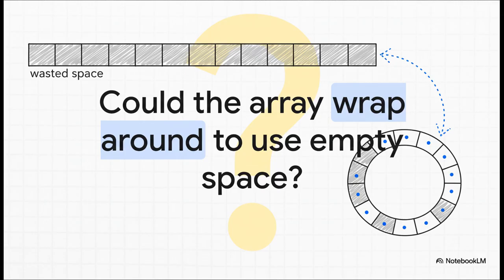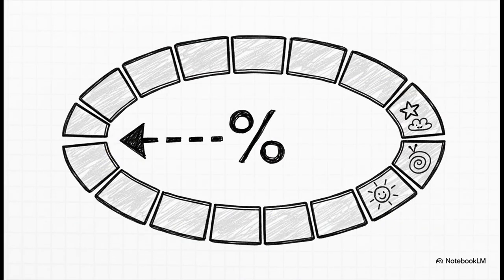So what's the fix? We've got all this perfectly good empty space just sitting there at the front. What if we could just loop back around? What if we treated the array less like a street and more like a racetrack, where the finish line connects right back to the start? And that's exactly what we do.